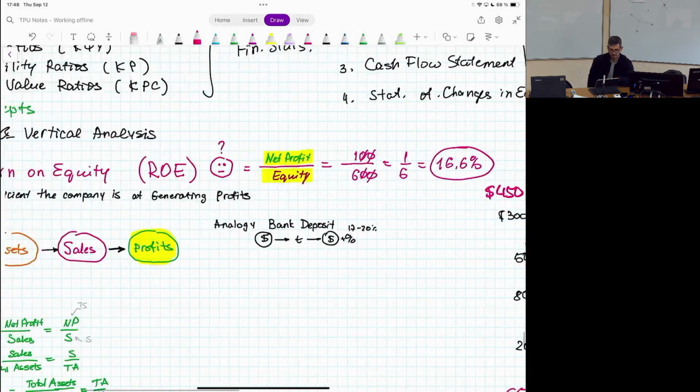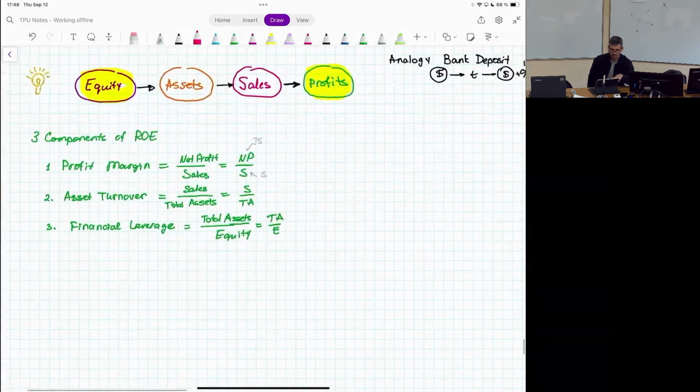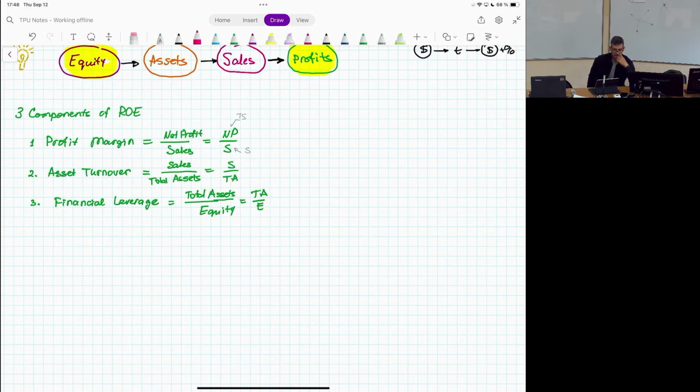Okay. Now, with the 3 components, let's find the magic of the 3 components. The first component is called profit margin. Let's calculate the profit margin as well. It's net profit divided by sales. Now I need your help, Yelena. How much is net profit?